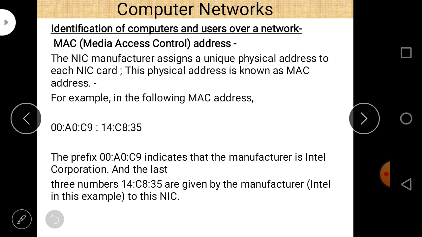Address contained by NIC card is the MAC address, and it is a unique address. First part defines the information of the manufacturer, and the second part is a unique address given by the manufacturer. And it is a physical address, it cannot be changed.